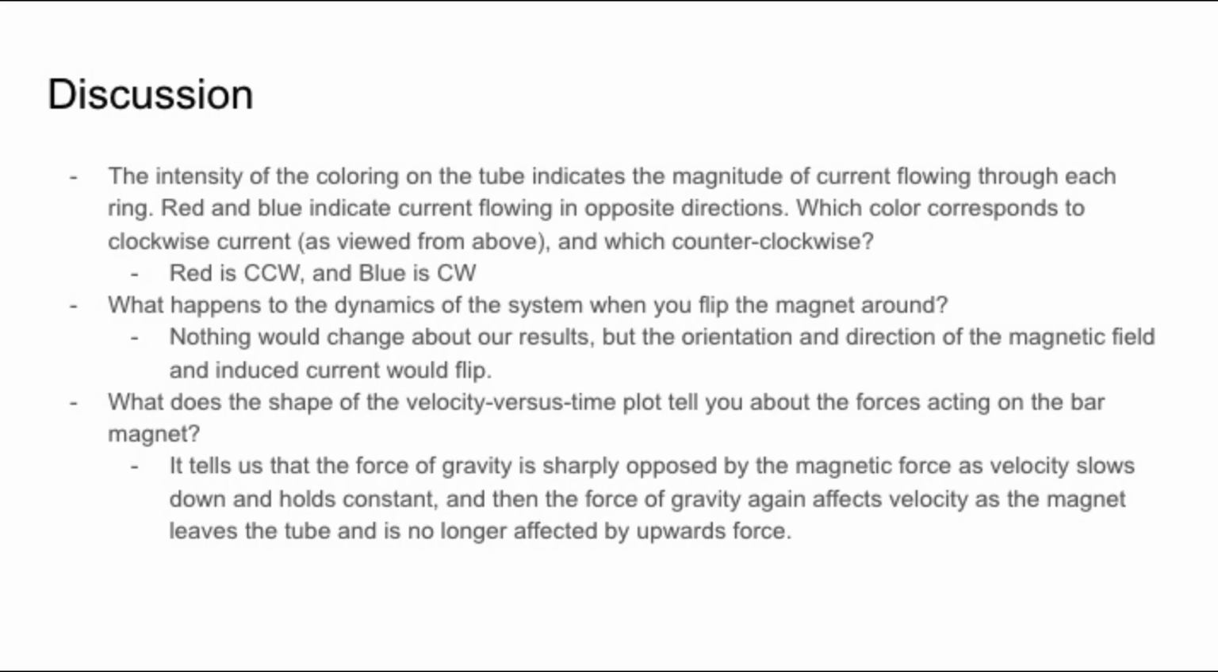Moving on to the discussion, the intensity of the coloring on the tube indicates the magnitude of the current flowing through each ring. Red and blue indicate current flowing in opposite directions, so which color represents clockwise and which is counterclockwise? Well, red is counterclockwise and blue is clockwise as viewed from above.